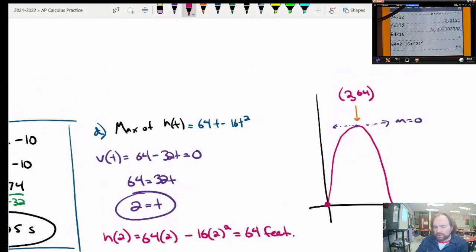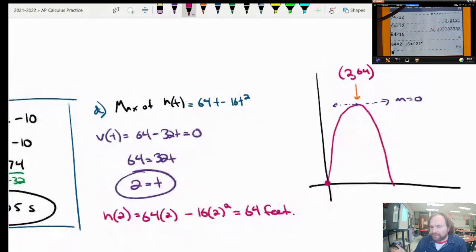Pretty cool. That's a really cool application of calculus. We didn't have to graph anything to figure that out. We were able to do it with derivatives.